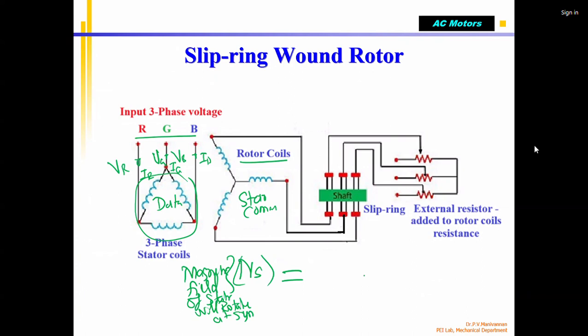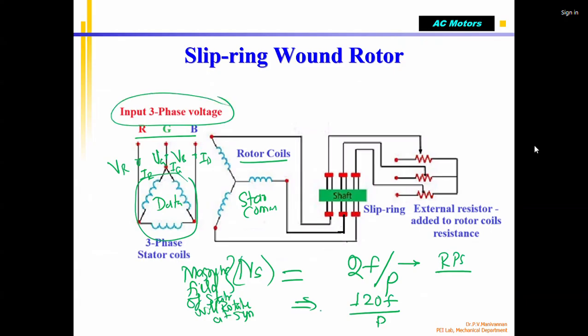Similar to a synchronous motor, it is represented as NS. NS equals 2F divided by P, in rotations per second. Otherwise, we can write 120F divided by P, in RPM. Already we know that; when we talk of synchronous speed, note down this formula. Generally we talk RPM, not RPS, though some books may mention RPS also.